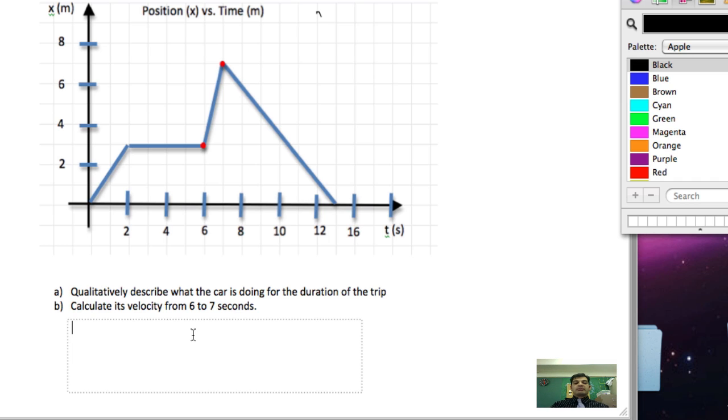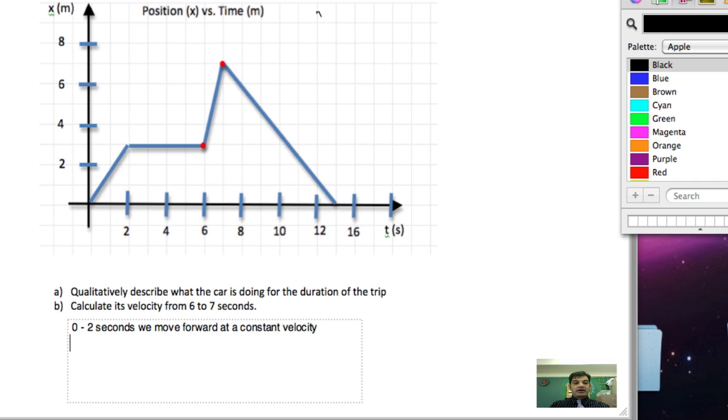And what we want to do in part A is describe qualitatively what the car is doing. What that means is tell me, is the object moving forwards, backwards, speeding up? Well, it's not speeding up or slowing down. This is constant velocity, but is it sitting still sometimes? And so we're going to label all that now. So from 0 to 2 seconds, we move forward at a constant velocity.